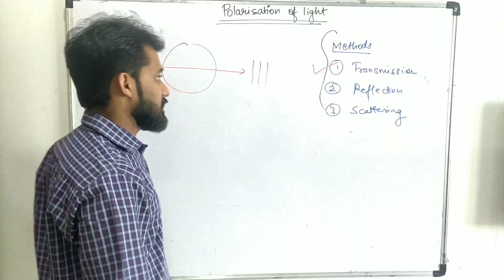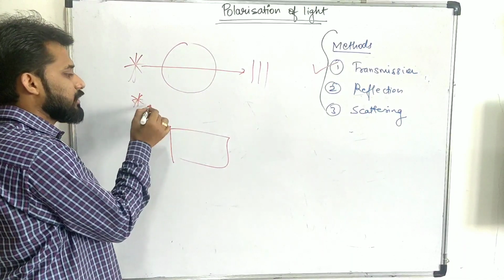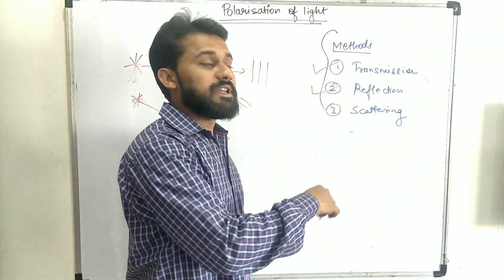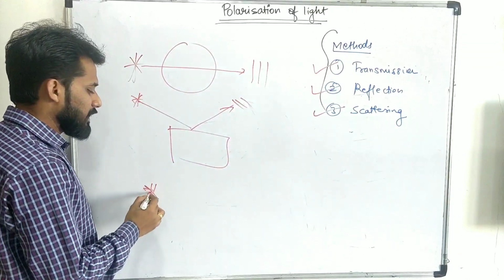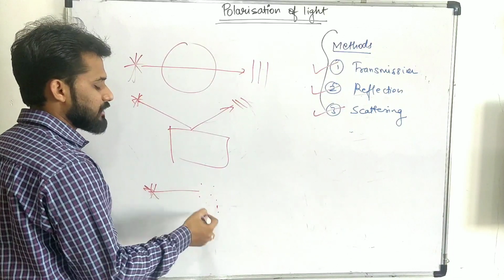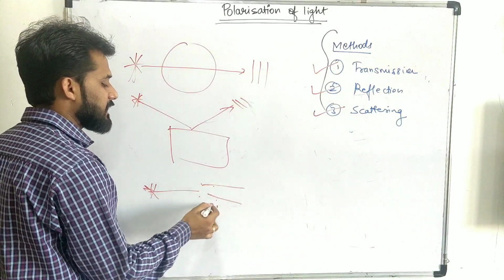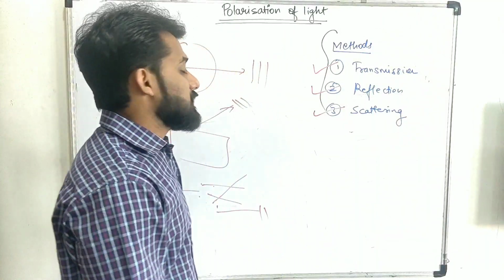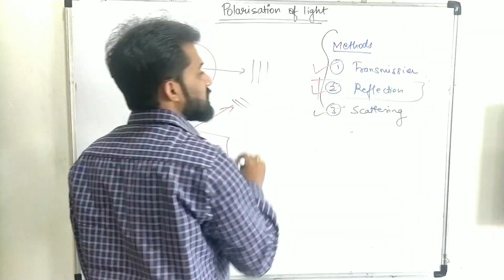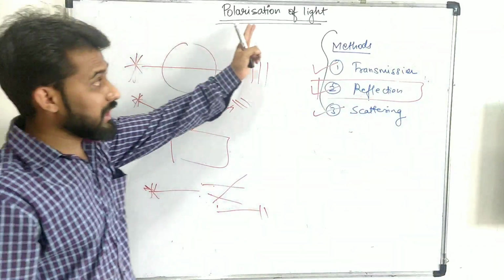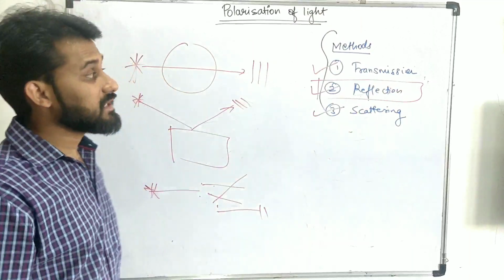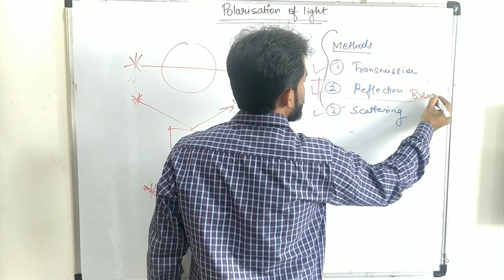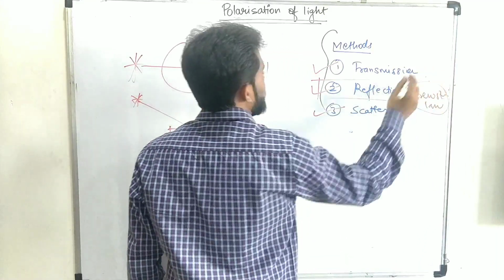Second method is reflection. Means I will put unpolarized light and after reflection it will become polarized light. That is the reflection method. In scattering, if I put unpolarized light on tiny particles or on an irregular surface, after scattering the scattered light will be polarized light. This is the method of scattering. In our syllabus, the focus will only be on polarization of light by reflection, using the concept of reflection. And in that there is a law called Brewster's law, which we will discuss in detail.